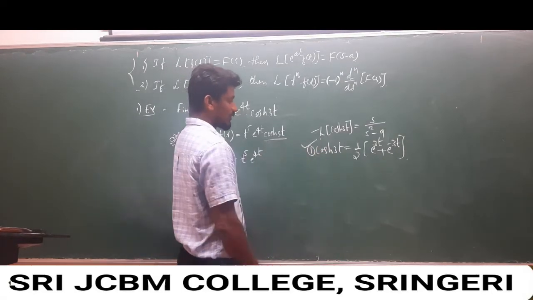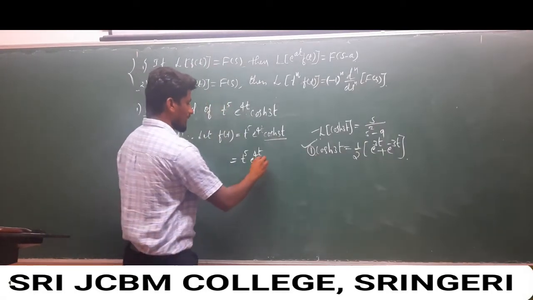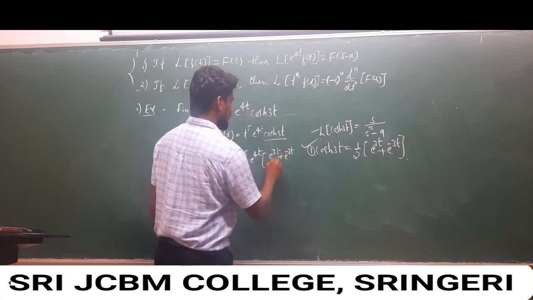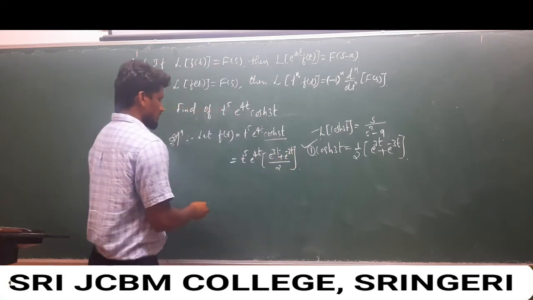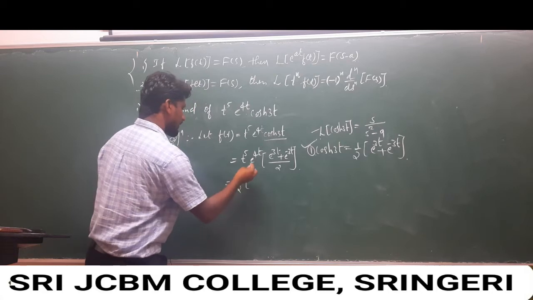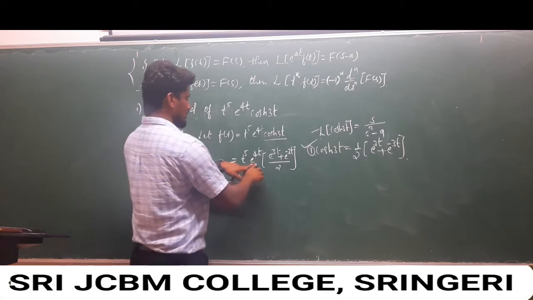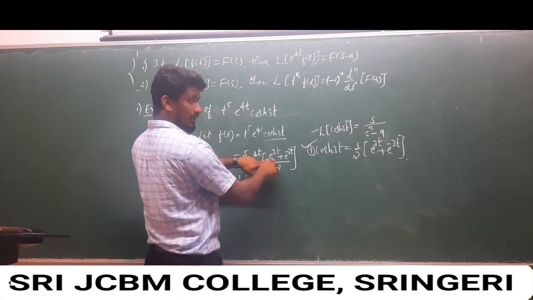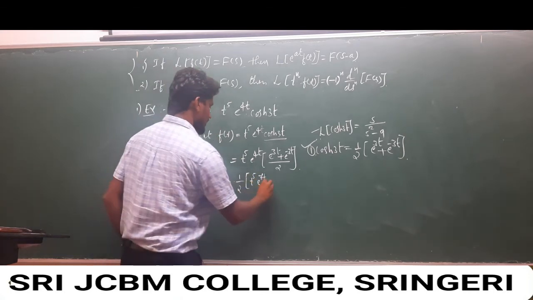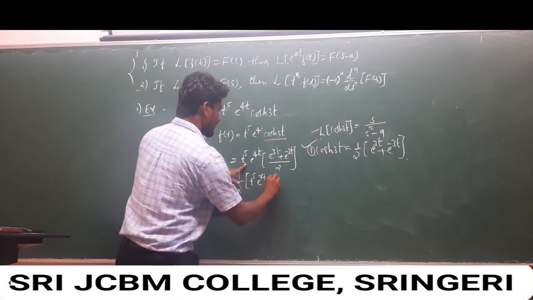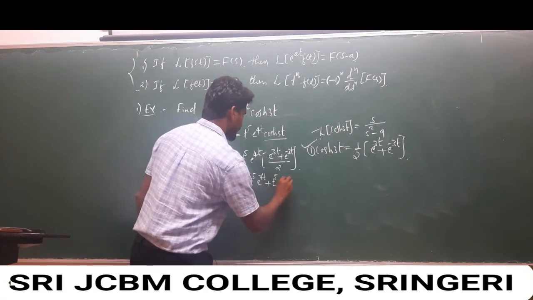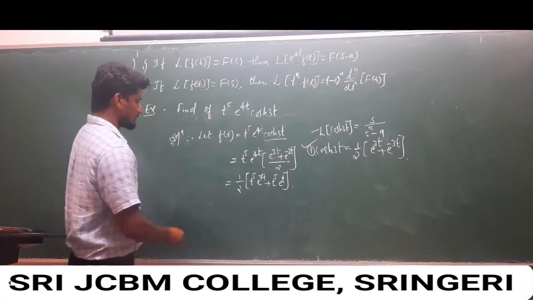So cosh 3t in exponential form is (e^(3t) + e^(-3t))/2. Simplify: take 1/2 outside, and we have e^(4t) times e^(3t), which means e^(7t) times t^5. Similarly, e^(4t) times e^(-3t) is e^t times t^5. So this is our f(t).